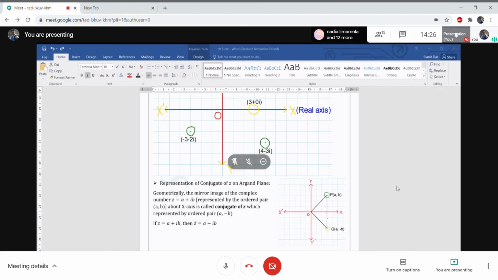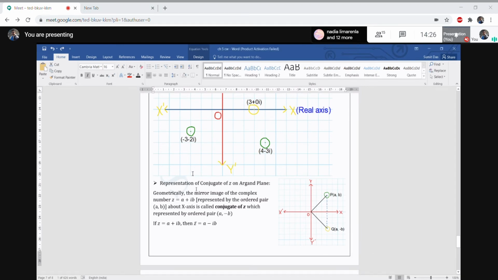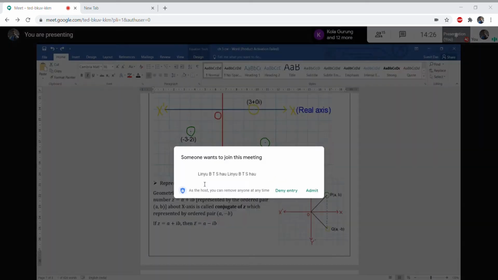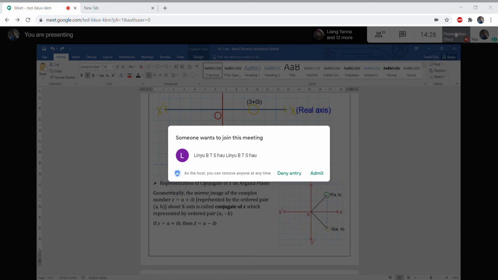Okay, fine. Next is representation of conjugate of z on the Argand plane. So conjugate and modulus we learned last class, right? But we will learn what the representation of conjugate is. Conjugate we just learned as a definition, that any number, take the change the sign of the imaginary part, and that will be the conjugate of that complex number. But what is the geometrical representation or geometrical properties of that conjugate? So conjugate is nothing like this.